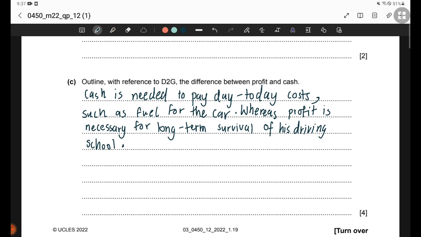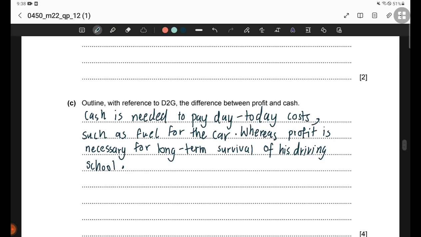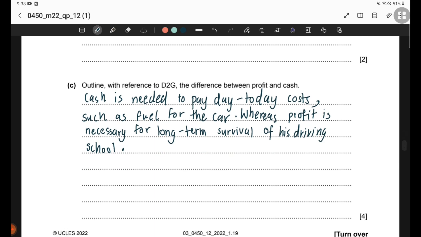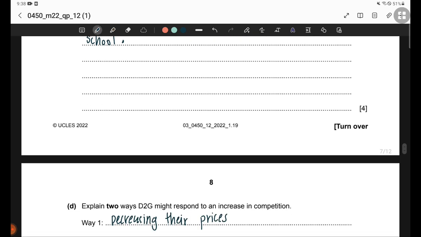All right. So cash is needed to pay day-to-day expenses and costs, such as fuel for the car. For example, you do have to give an example. Whereas profit is necessary for the long-term survival of the driving school. So this is a simple comparison, and you're still within context. So you should be able to get your 4 marks over here.